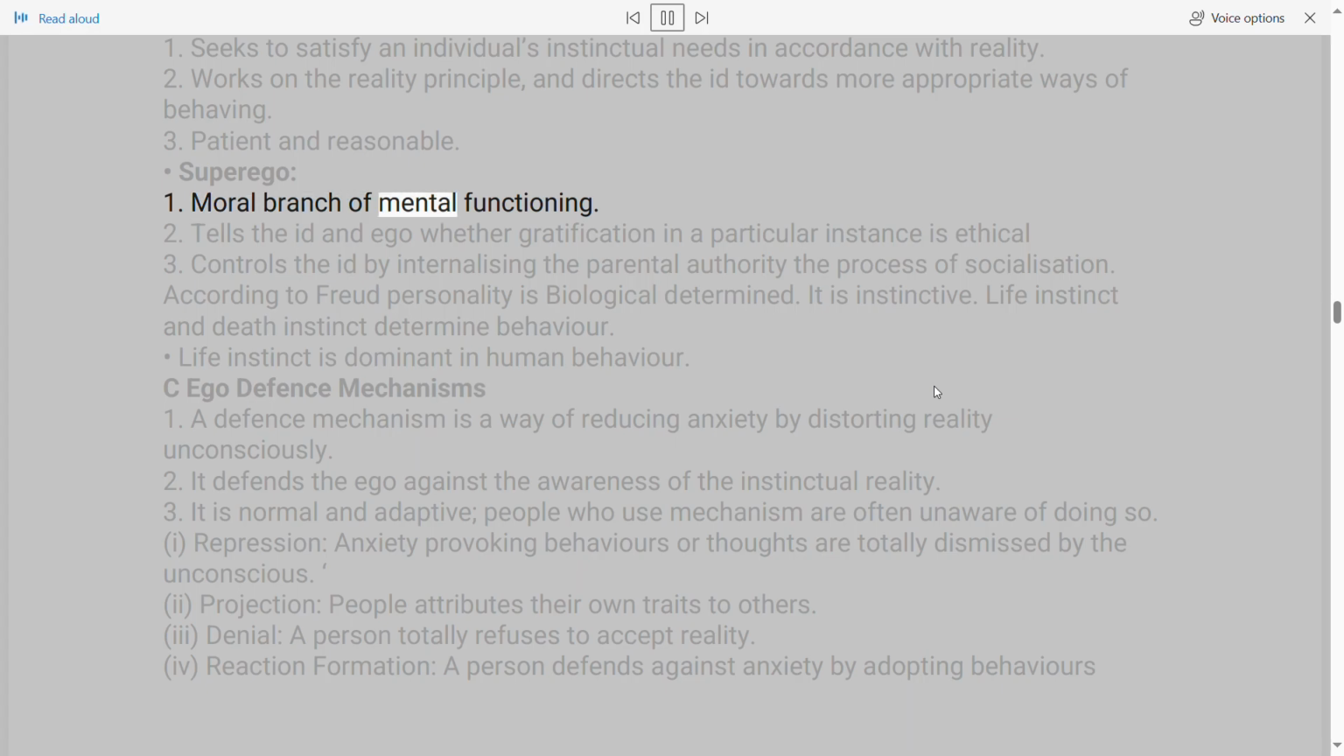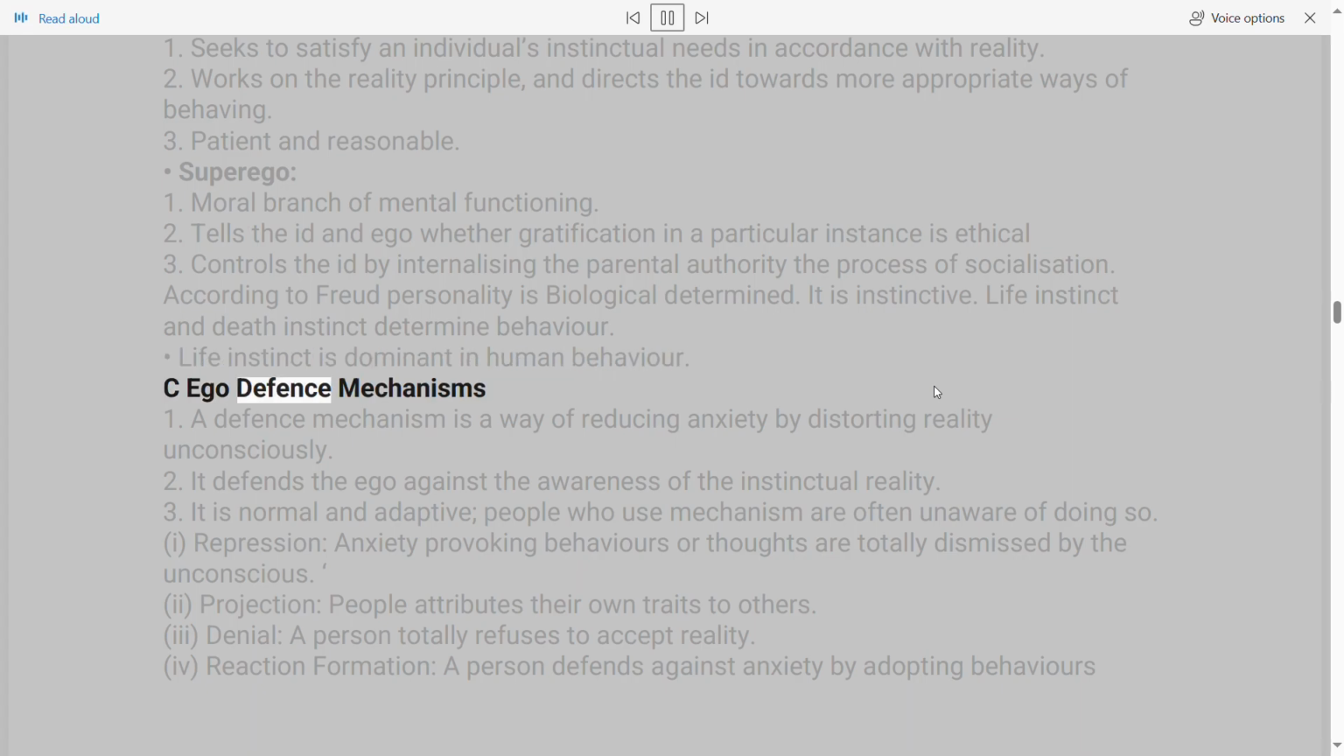Moral branch of mental functioning. 2. Tells the id and ego whether gratification in a particular instance is ethical. 3. Controls the id by internalizing the parental authority, the process of socialization. According to Freud, personality is biologically determined. It is instinctive. Life instinct and death instinct determine behavior. Life instinct is dominant in human behavior.